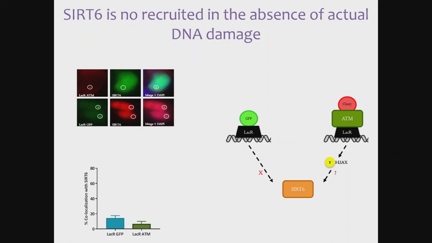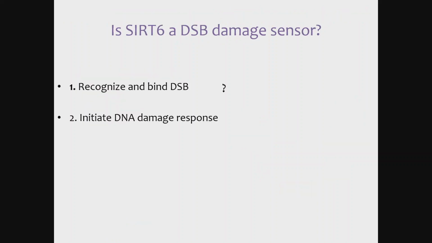And as a control, of course, we have some protein that is completely unrelated to DNA damage, just LAC with GFP, and this does not activate any signaling and also doesn't bring SIR6. So in this way, we are faking a DNA damage. We are allowing signaling, but signaling by itself cannot bring SIR6 to the sites of damage. So maybe they need to see broken DNA to bind the DNA.